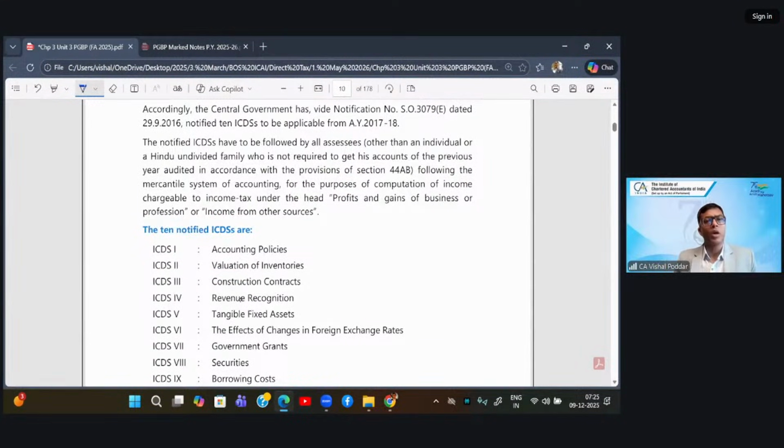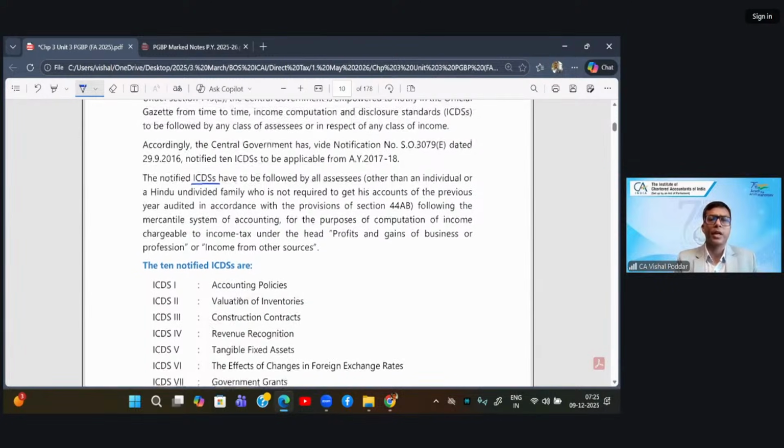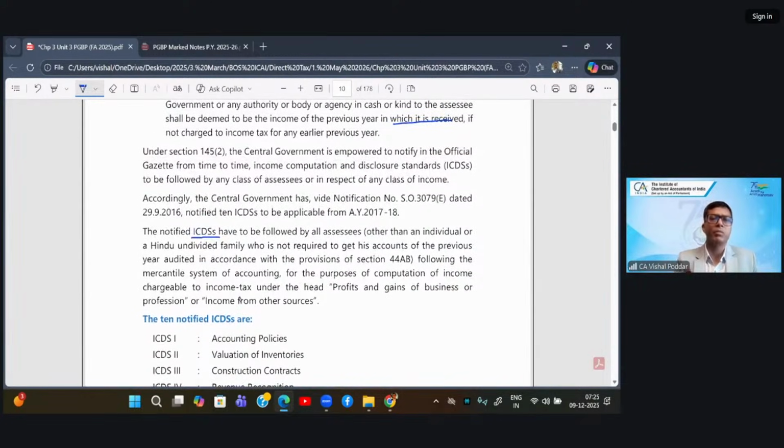Now, on similar lines to your accounting standards, we have ICDS in income tax. What is ICDS? ICDS is the Income Computation and Disclosure Standards. So on similar lines to how you have accounting standards, in income tax we have these ICDS.